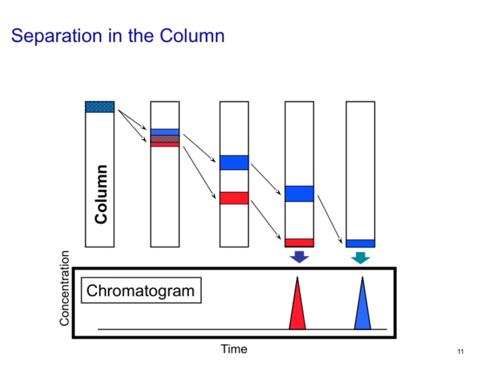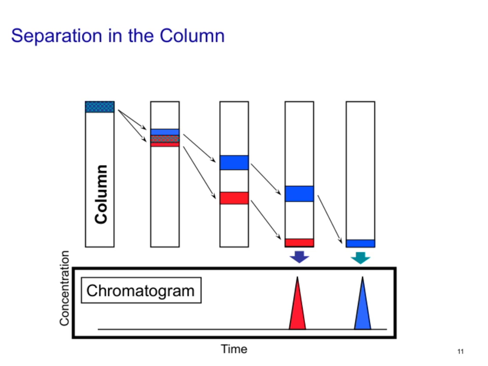The key points to note here are the time and concentration axes. The time, often called retention time, tells us when a particular compound elutes from the column, while the concentration indicates how much of that compound is present at a given time.